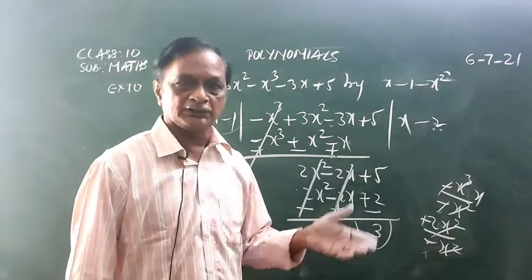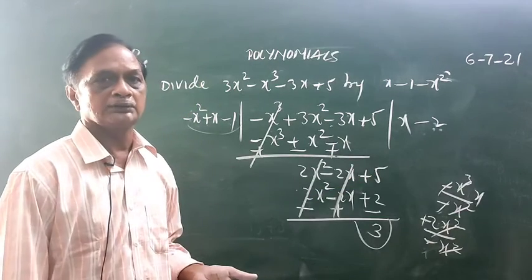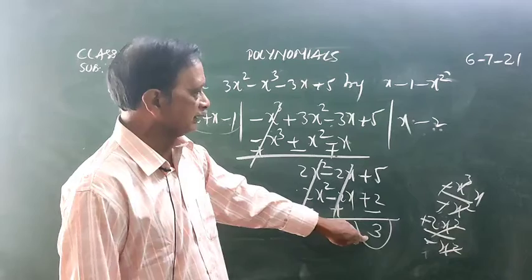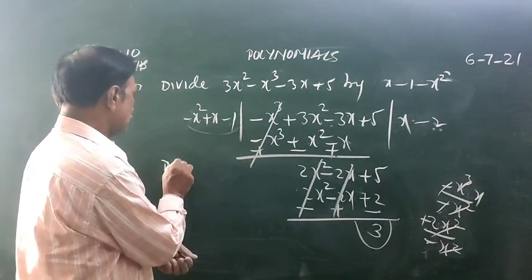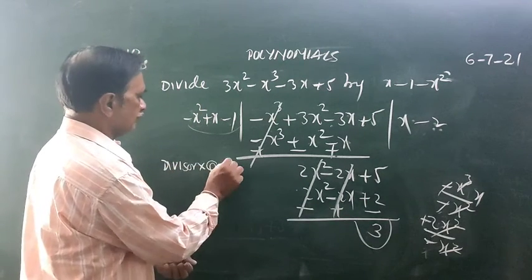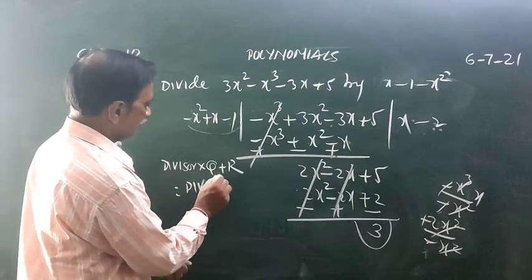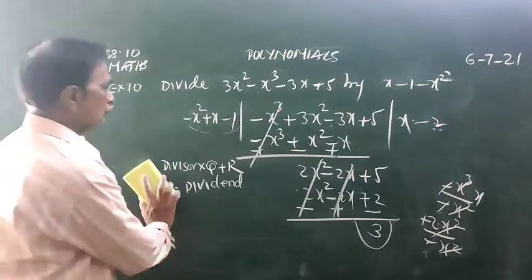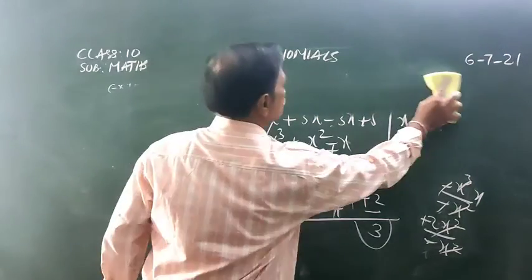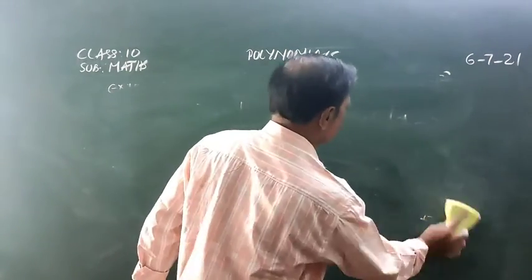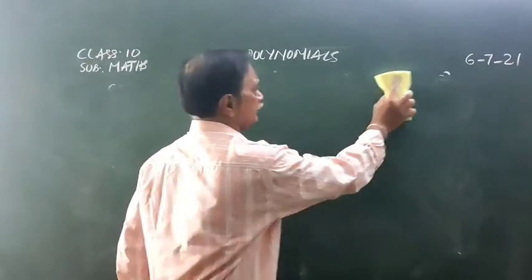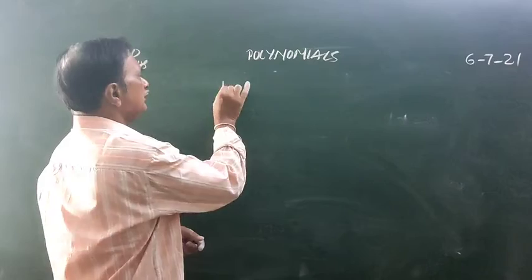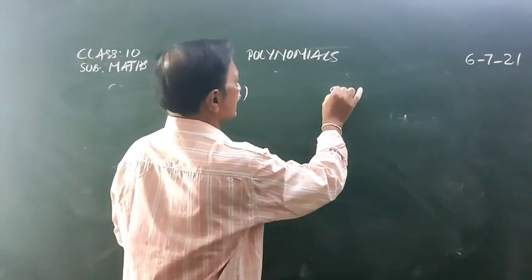Now, can you check whether dividend equals divisor into quotient plus remainder or not here? Try to check. Try to see whether divisor into quotient plus remainder is equal to dividend or not? Not. So far we have completed 3 examples. From those 3 examples, here we are getting some conclusions. In each case, we have 2 polynomials p of x and g of x.